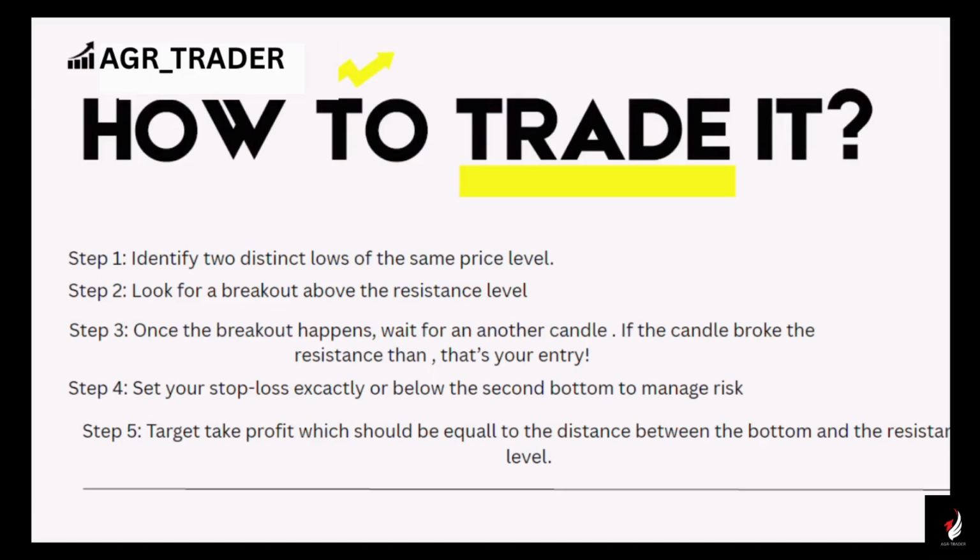To trade the double bottom pattern, step 1 is to identify two distinct lows of the same price. The second step is to look for a breakout above the resistance level. The third step is, once the breakout happens, wait for another candle. If that candle breaks the resistance, then that's your entry. Step 4 is to set your stop loss exactly at or below the second bottom to manage your risk. Step 5 is to target the profit, which should be equal to the distance between the bottom and the resistance level.